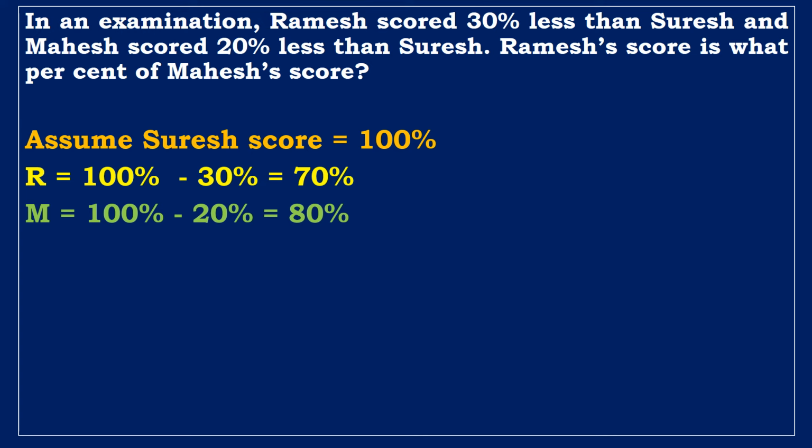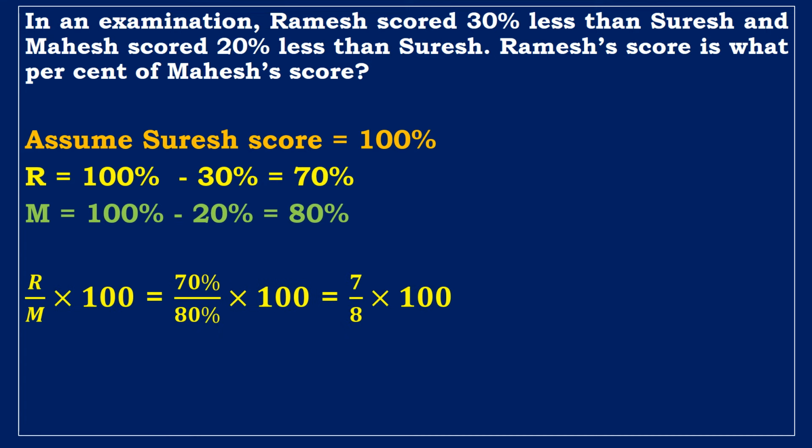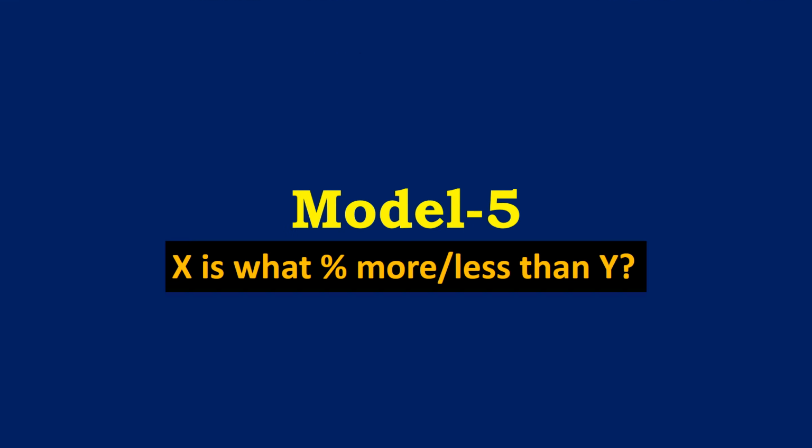We must calculate Ramesh's score as a percentage of Mahesh's score. That means R divided by M into 100 is 70% by 80% into 100, which is nothing but 7 by 8 into 100. We know from fraction to percentage conversion that 7 by 8 into 100 is 87.5%.